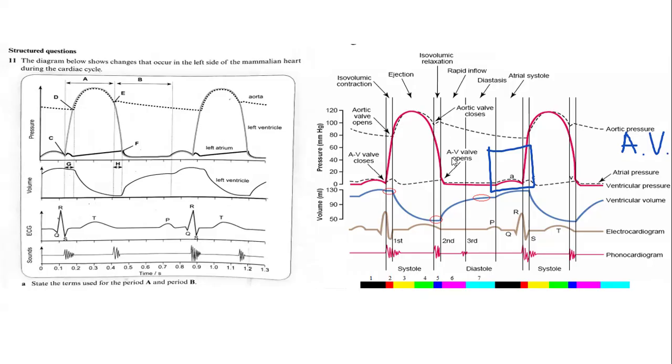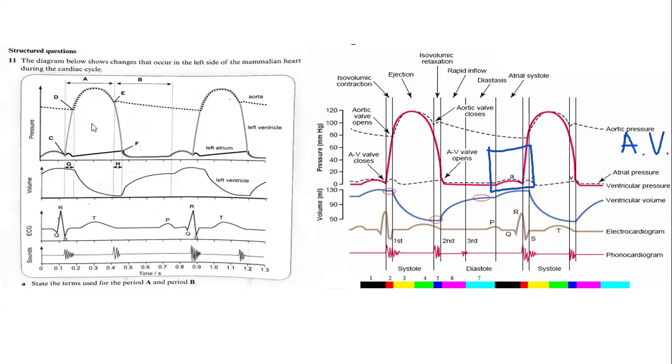Very good. What's happening at F? I'm not sure about that one. It's the same valve. The bicuspid valve will be opening again. Very good. So we call it the atrioventricular valve or the bicuspid valve. Both of them are the same thing.